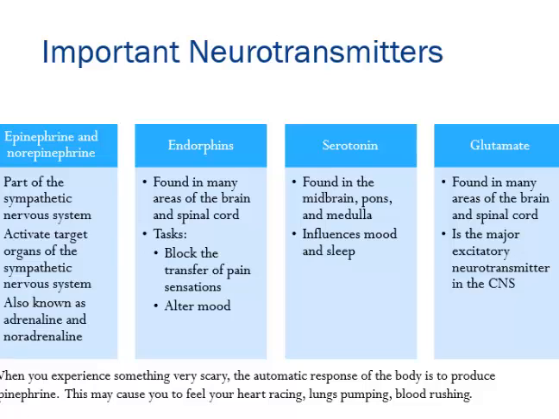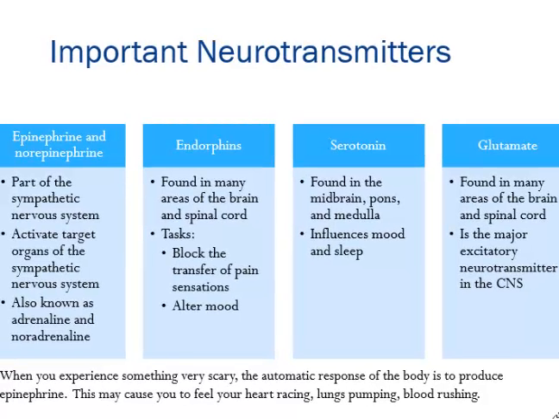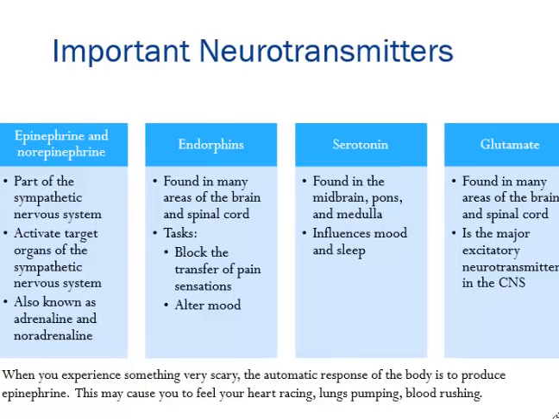Here are some examples of neurotransmitters. A neurotransmitter essentially is a substance that is secreted in the body that allows impulses to move more easily from place to place. Here are some examples.